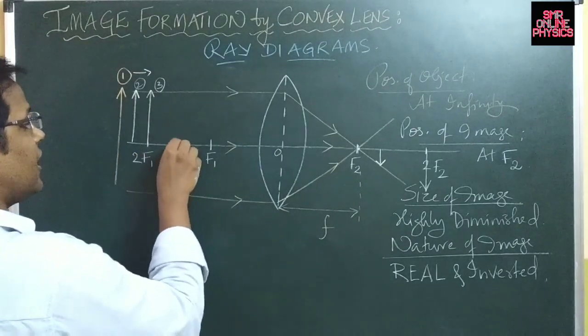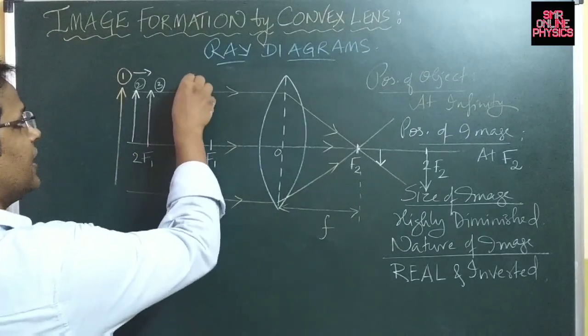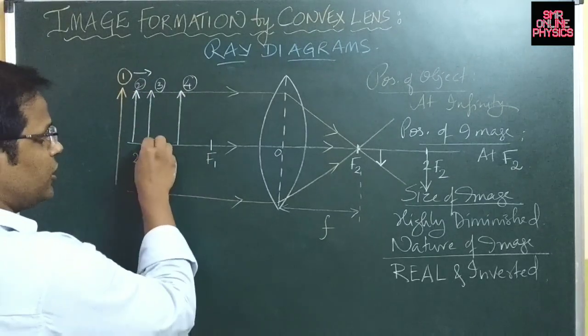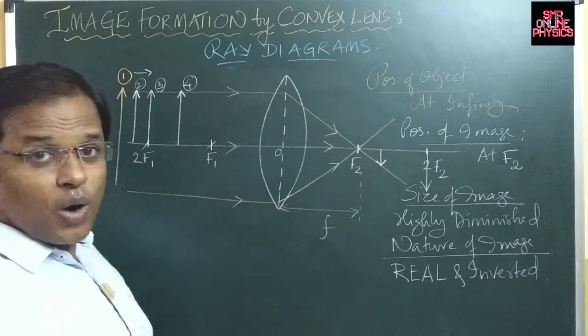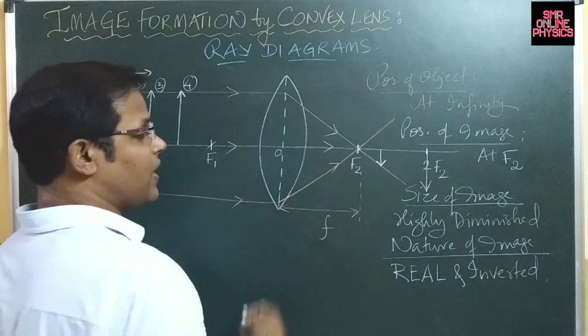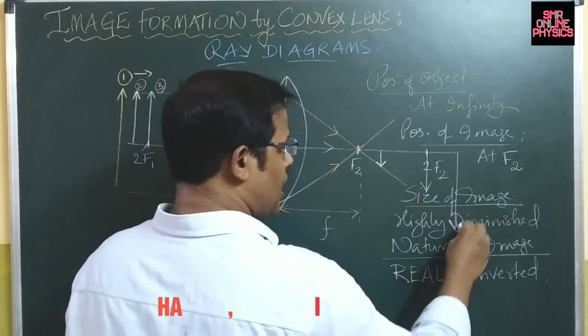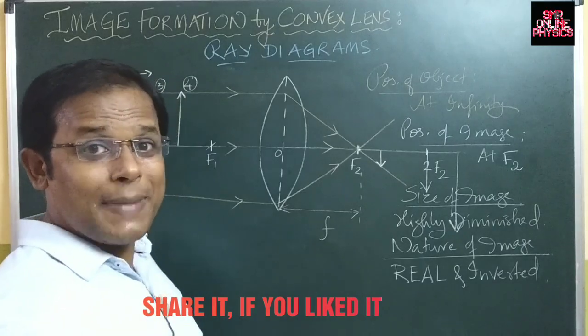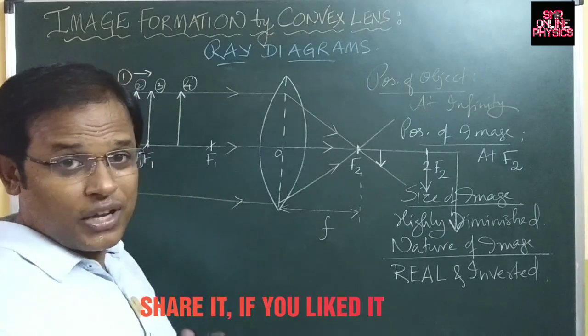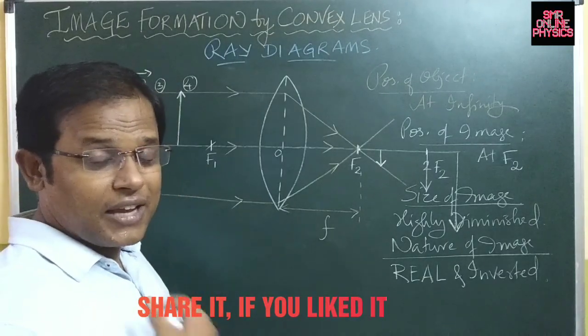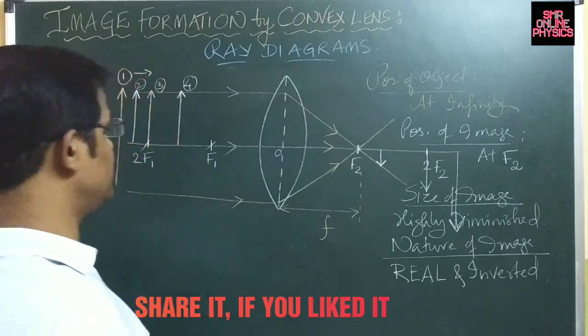Now you're getting closer and closer. Suppose you are now standing somewhere here, that is between 2F1 and F1, all right? There you find the image is shifting away and away, and now the image has gone magnified. For the first time, you get to see a real and magnified image for this special position.